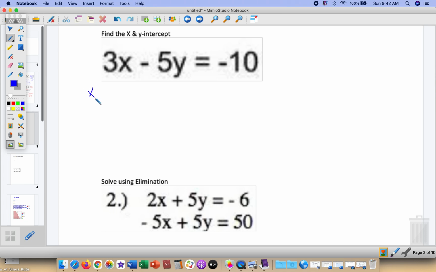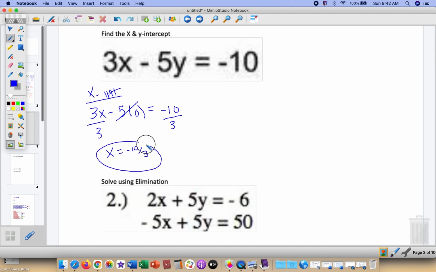So to find an x-intercept, we're going to plug 0 in for y. So we'd have 3x minus 5, insert 0 for y, equals negative 10. I like to cross out and divide by the coefficient of x. So I have x equals negative 10 thirds. So that would be the x-intercept. A y-intercept would be 3 times 0, plugging 0 in for x, minus 5y equals negative 10. So cross out, divide by negative 5, and so your y-intercept would be 2.